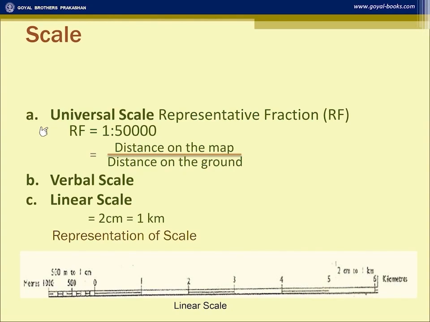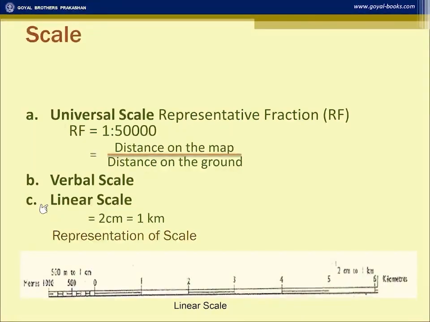The verbal scale is where we just say, okay, this wall is about 5 feet high, or the ground is about 2 feet by 2 feet. We can just mention it verbally. This shows approximate scale which is not acceptable mostly for calculating the distance or area, and it is not very popular.